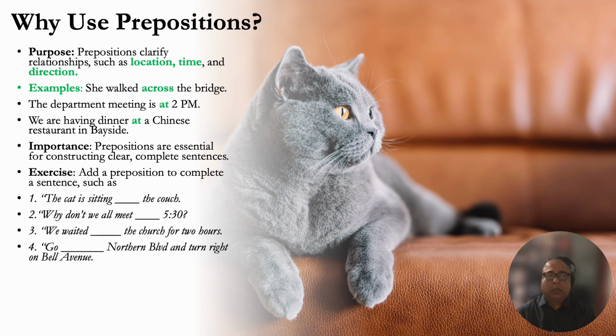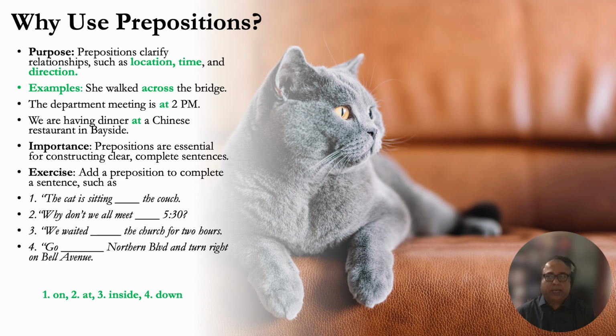Now you just learned that location, time, and directions are used with prepositions, and I've given you examples as well of how to use at before a noun, in this case a Chinese restaurant. So can you do the exercise now? There are 4 sentences that are missing the prepositions. So all I need you to do is read each sentence carefully and write the correct preposition in the blanks. Okay?